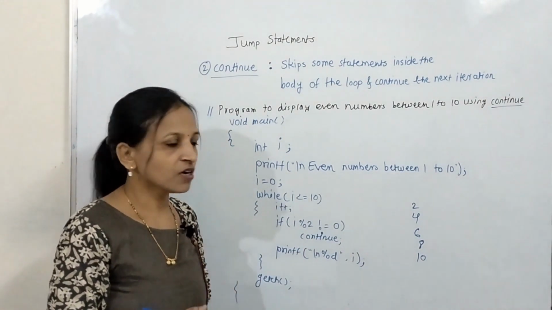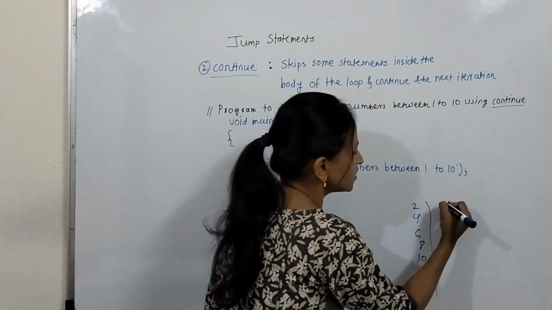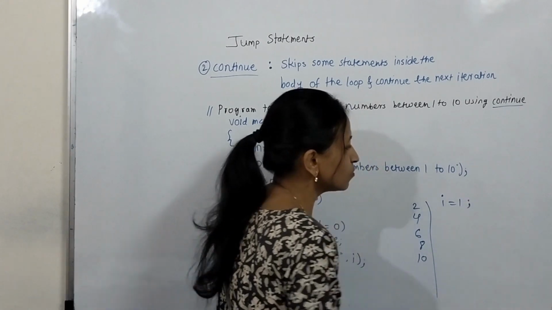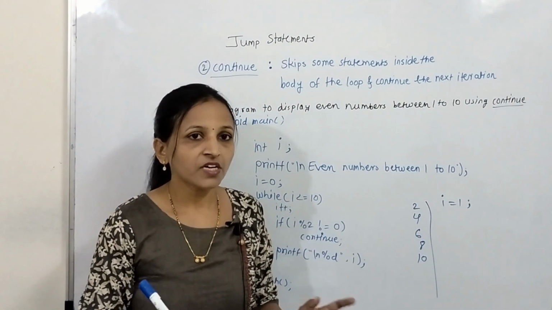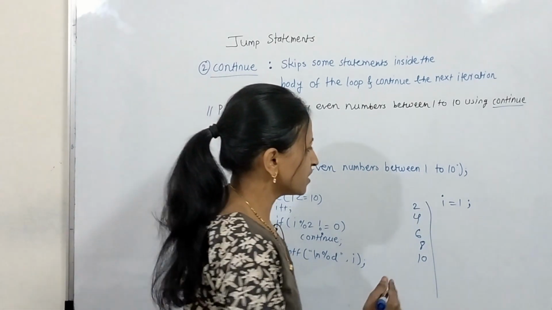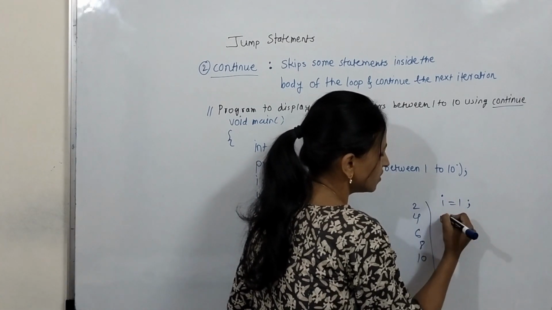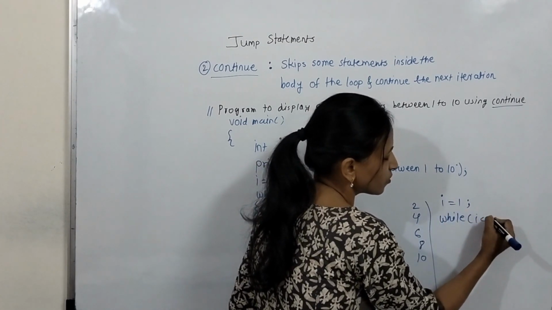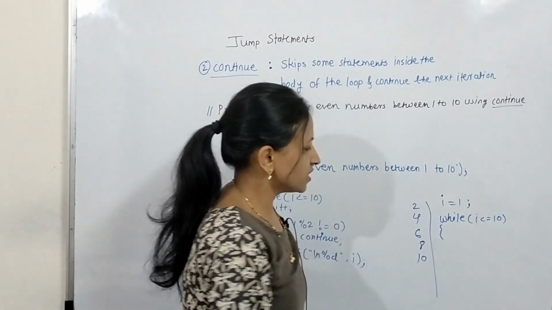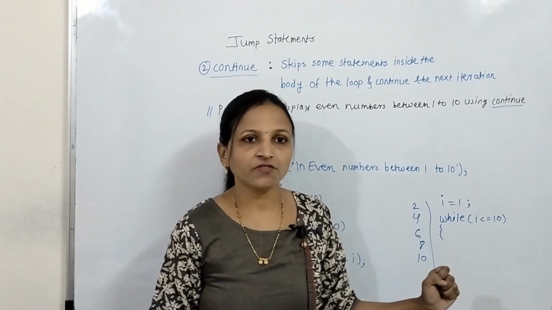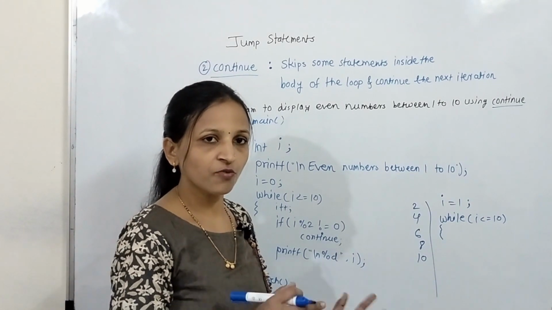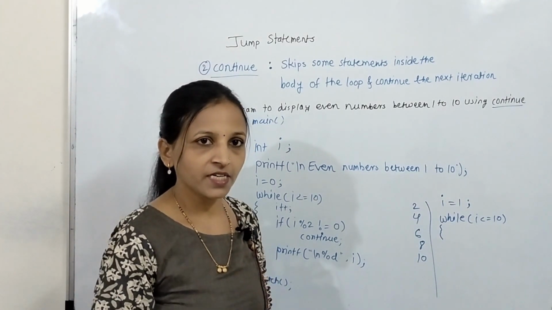Without using continue, how can we do this? Simple initialization: let the counter be i, and initially the value of i will be 1, because we have to display even numbers between 1 to 10. There are multiple logics for that. I am explaining one: i equals 1, while i is less than or equal to 10, because between 1 to 10 we have to check. Every time we will increment the value of i, so i will change from 1, 2, 3, 4 up to 10 in this way.